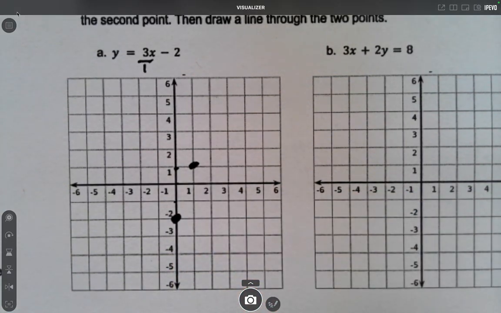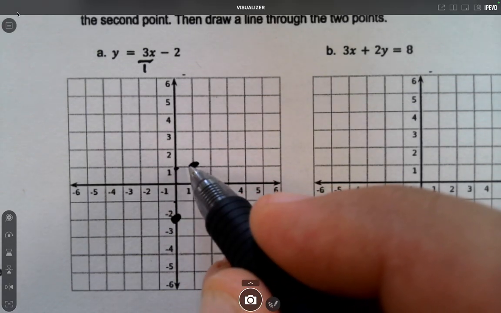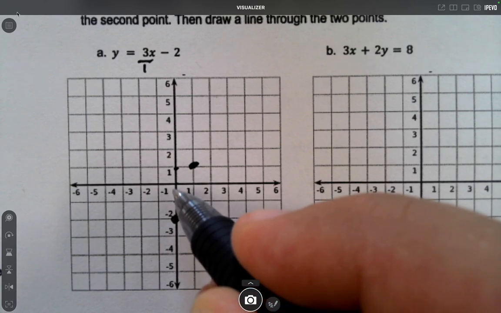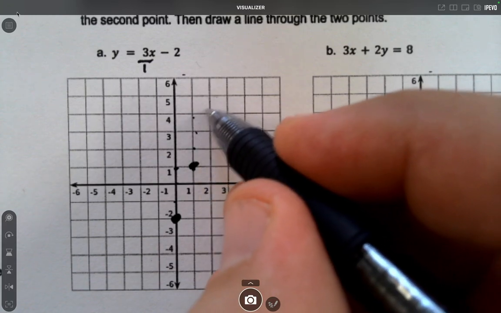Then just connect the lines. Now, just for practice, I'm going to keep going and show you how if you continue that pattern, you just get more of the line. So if I go up 3 over 1, up 3, 1, 2, 3, over 1.